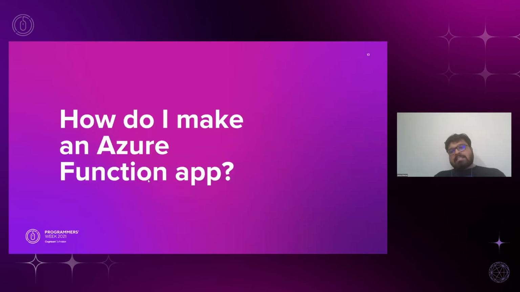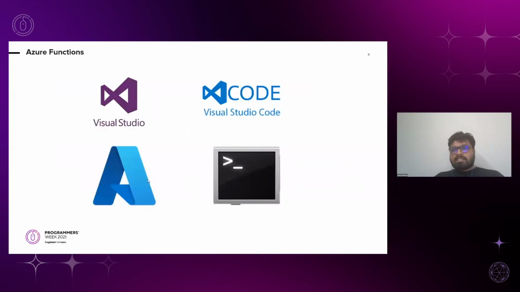Then the next thing is how to make an Azure function. We have gone through what Azure Functions are and how they execute. Now, how do I make an Azure function? There are four basic methods available when you are creating one. You can create an Azure function using Visual Studio, or using Visual Studio Code, which are the two IDEs available from Microsoft. And you can create an Azure function in the Azure portal itself.